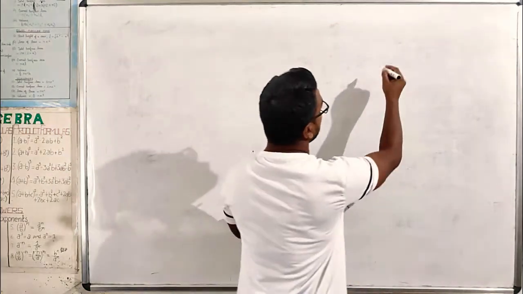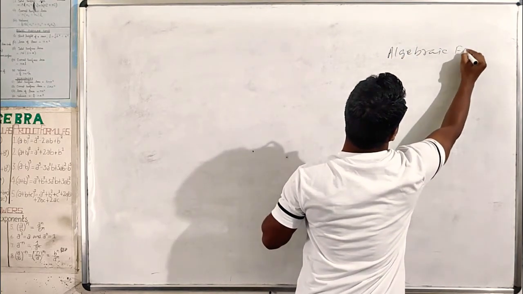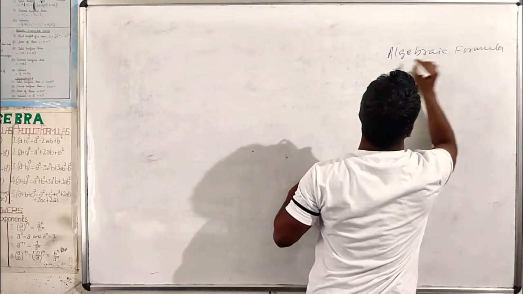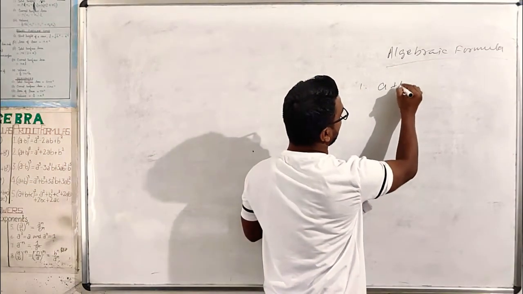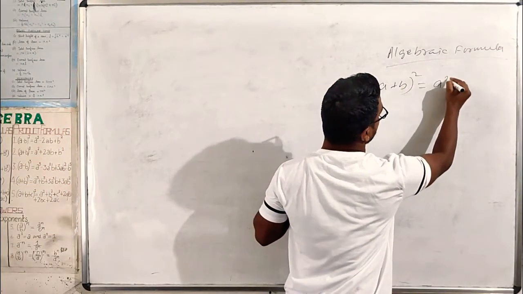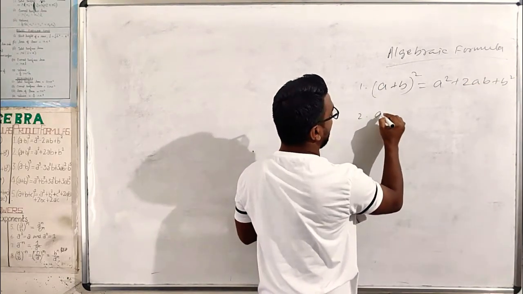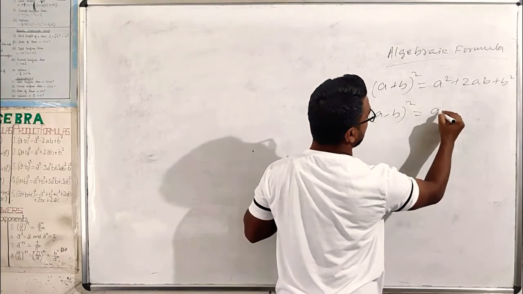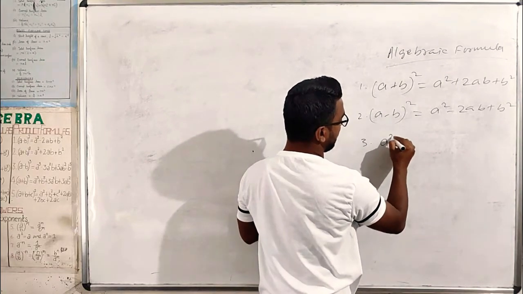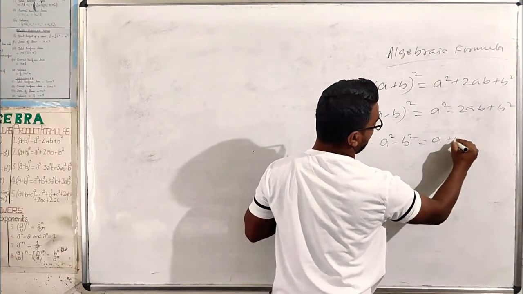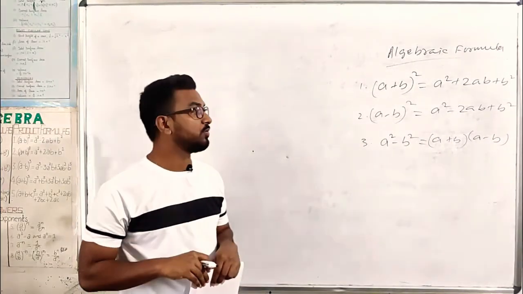There are three important formulas we will be using in this video. The first one is a plus b whole square equals a square plus twice ab plus b square. Next one is a minus b whole square equals a square minus twice ab plus b square. The third formula is a square minus b square equals a plus b times a minus b. These are the three important formulas we will be using in this exercise.